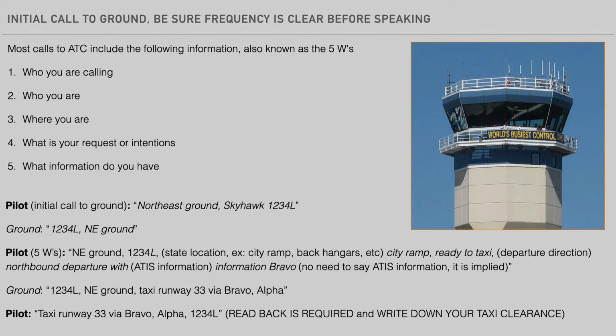"Northeast Ground, 1234 Lima, city ramp, ready to taxi, northbound departure, with information Bravo." Ground would then reply, "1234 Lima, Northeast Ground, taxi runway 33 via Bravo, Alpha." Pilot would then reply, "Taxi runway 33 via Bravo, Alpha, 1234 Lima."